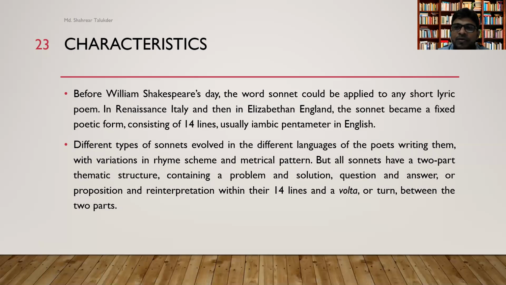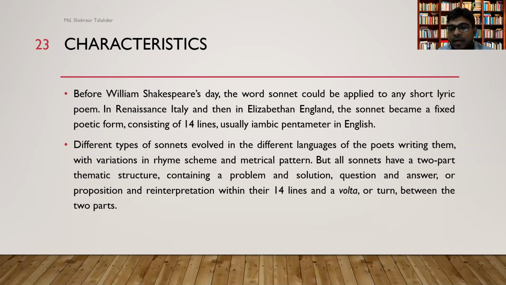So you see in the first part, that means in the first 8 lines, a kind of problem will be introduced, a kind of question will be raised. And in the second part, in the last 6 lines, a kind of resolution or solution or answer to the problem that has been raised in the first part will be answered. So that is the interpretation or reinterpretation. In the first part, we have the proposition. In the second part, we have the interpretation or the solution to the problems or the questions that have been raised in the first part.